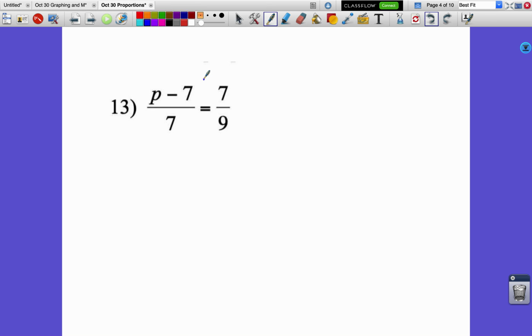All right. Now it's getting a little bit more challenging. We got this minus 7 with the variable. Now it's time to start cross multiplying. So here's how we cross multiply. First, copy this down. Next, we're going to circle parts of the fraction that are diagonal from one another. And there has to be the equal sign in between.